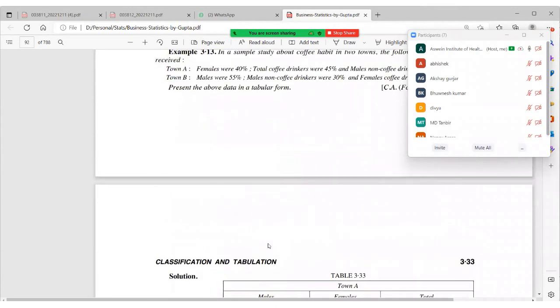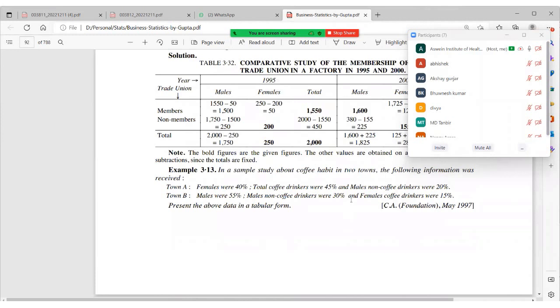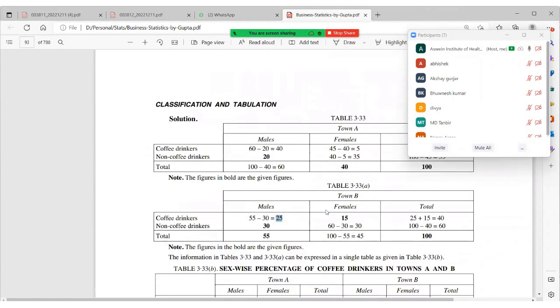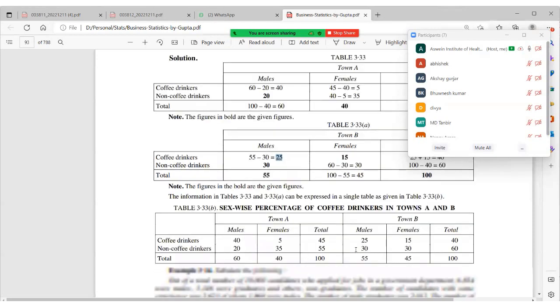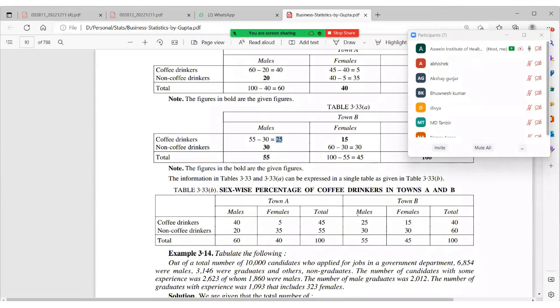Right? And females, coffee drinkers were 15%, right? So we got this 45, 45 minus 15, we got this 30. Right? Similarly, 25 plus 15, we got 40, 30 plus 30, we got 60. That's it. Right? This is the single table.